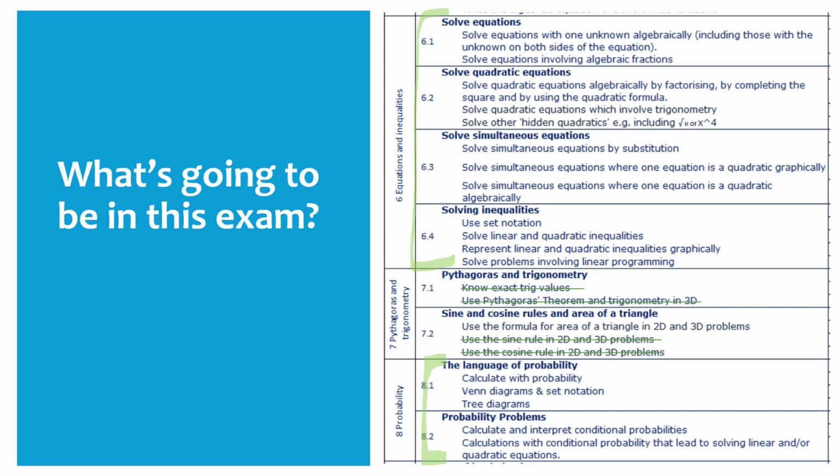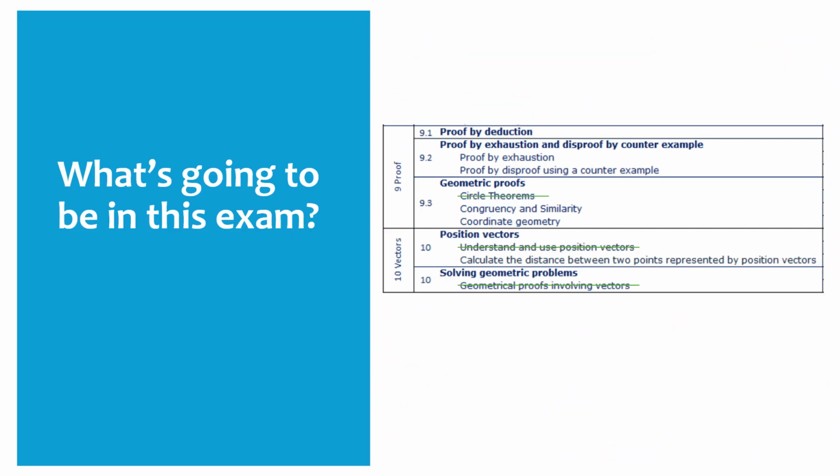So that could be a tree diagram, it could be something algebraic, forming an equation, it could be just set notation and a Venn diagram. Lots of types of probability questions that could come up. And finally, we didn't have any sort of classic proof.